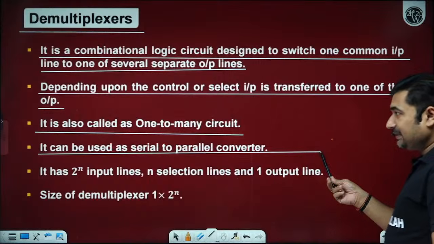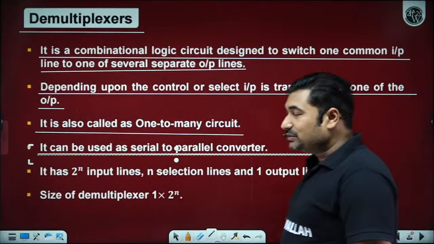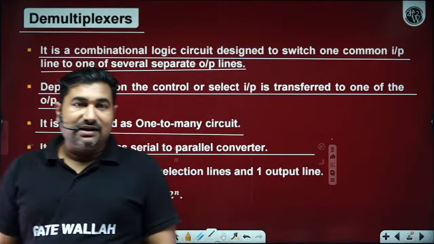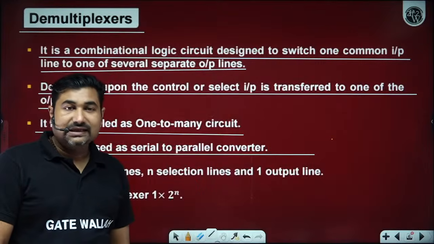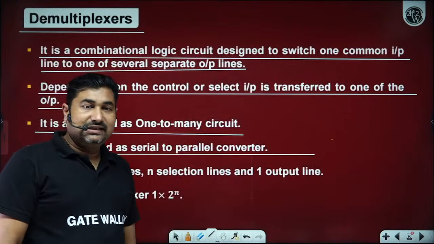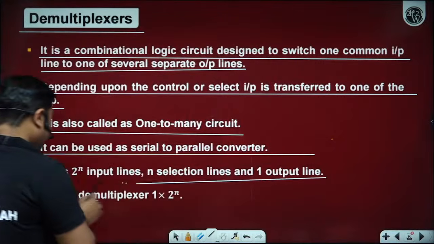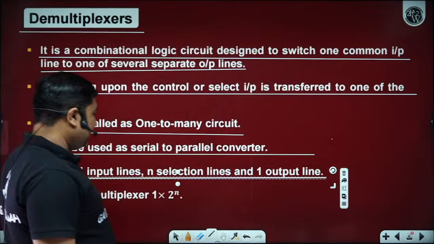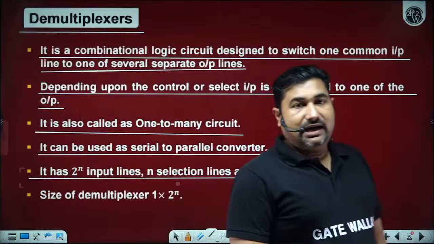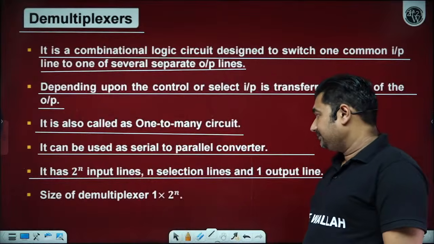Next, write down. It can be used as a serial to parallel converter. Next, it has 2 to the power n input lines and n select line.